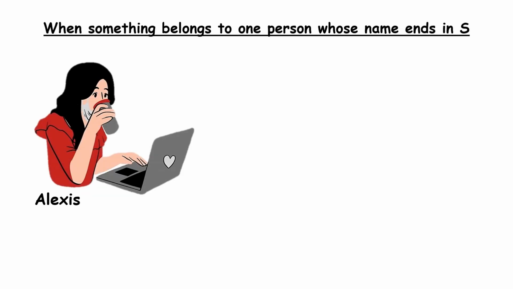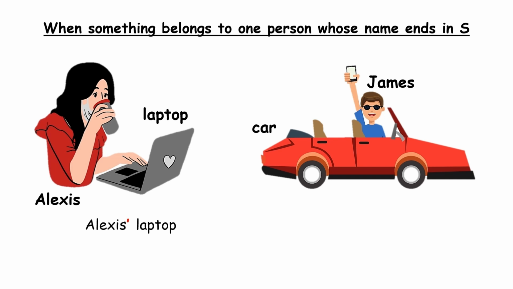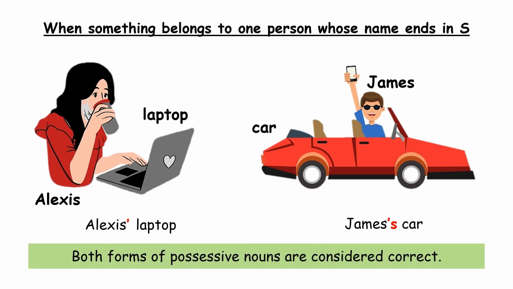Over here we have Alexis and this is her laptop. So to show possession, we say Alexis' laptop. We just used an apostrophe at the end of Alexis' name to show that Alexis owns the laptop. This is James. This is his car, we will say James's car. This is a bit different because even though the name ends with an S, we added an apostrophe and S. It is important for you to note that both these forms of possessive nouns are considered correct.